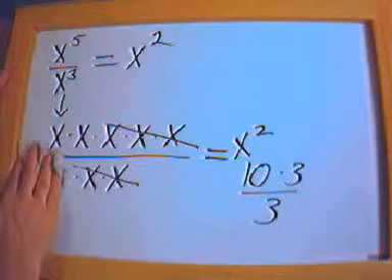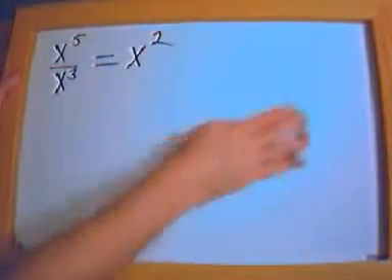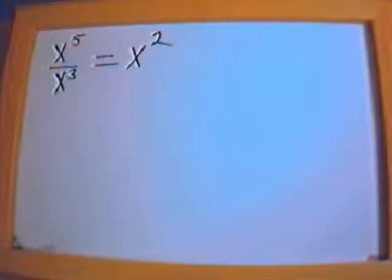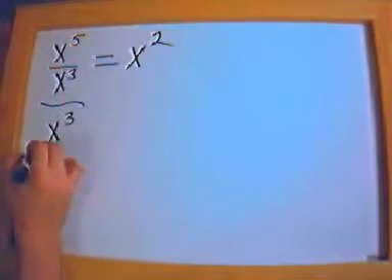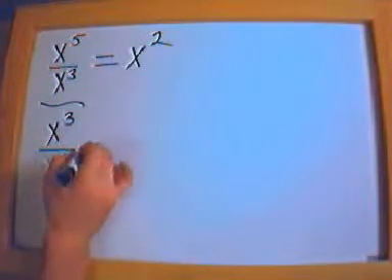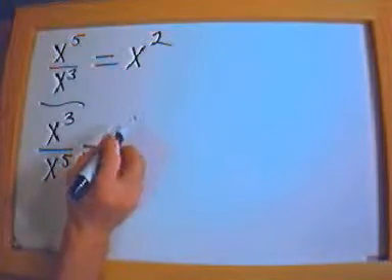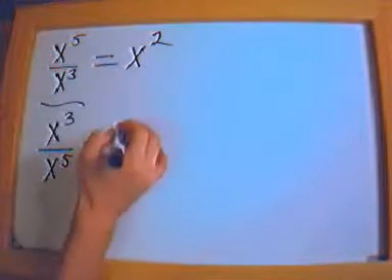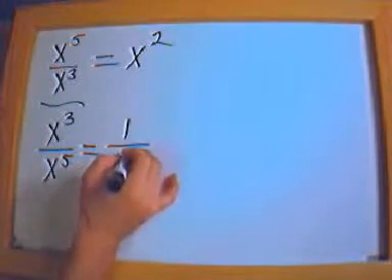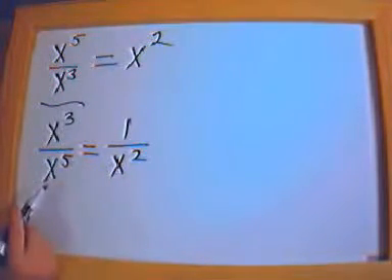Okay? And let me just show you real briefly something that's going to kind of blow your mind a little bit. What if we have it in the reverse way? What if instead of this, we had x to the third over x to the fifth? Okay? We do it the exact same way, except we cancel the x to the third and we cancel the other x's there and we subtract them. It's just that now the x squared goes on the bottom, okay? Because the bigger number's on the bottom. So that's how you do it.